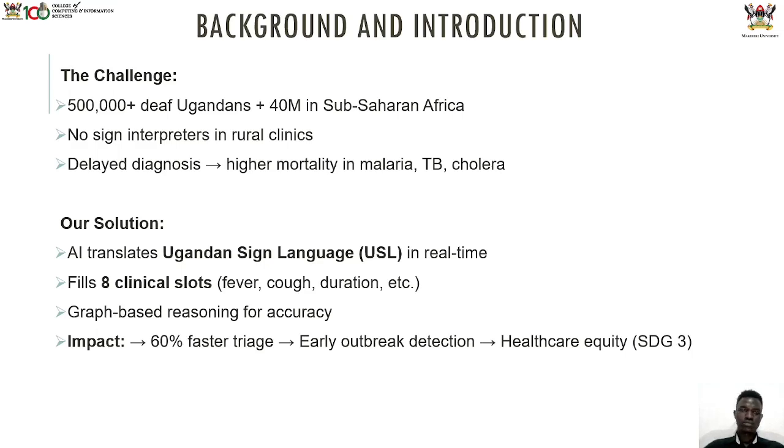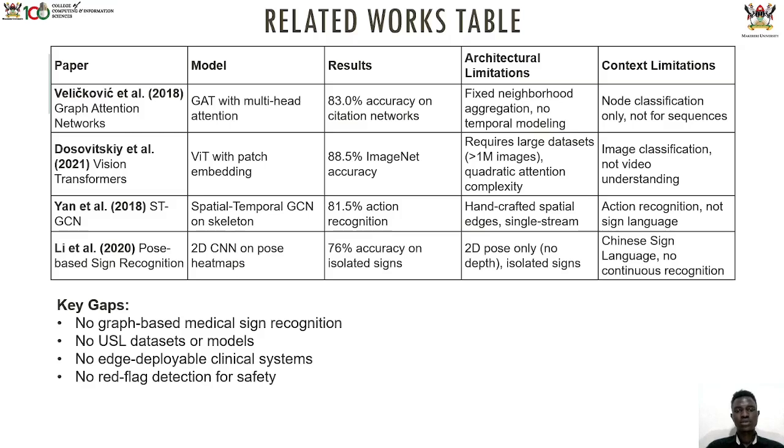We first need to look at related works that have been done close to our project. In 2018, Velickovic worked on graph attention, the one we are currently working on, as you're going to see. In 2021, vision transformers were worked on. Also in 2018, GCN was worked on. And in 2020, pose-based sign recognition was also worked on.